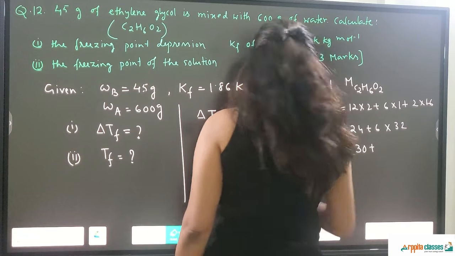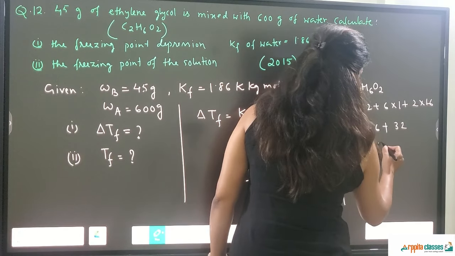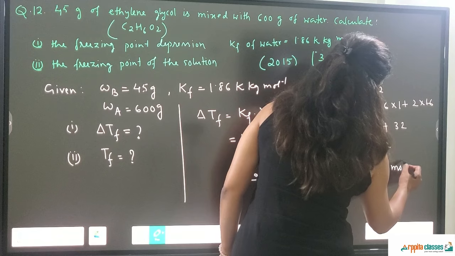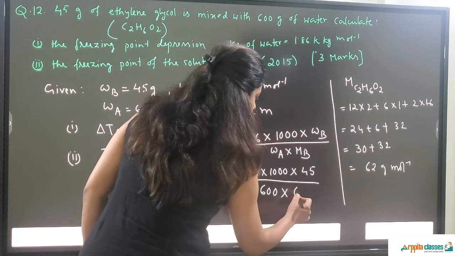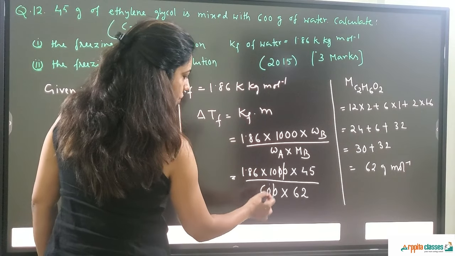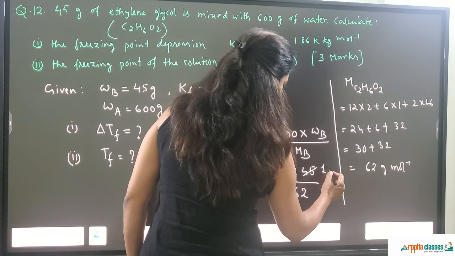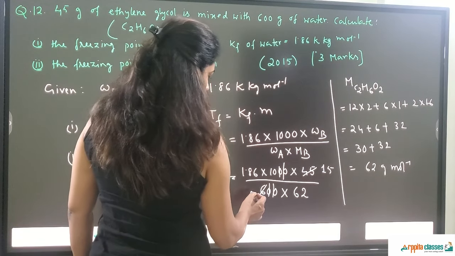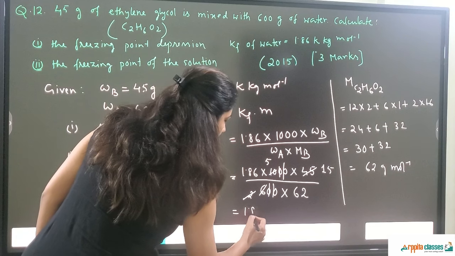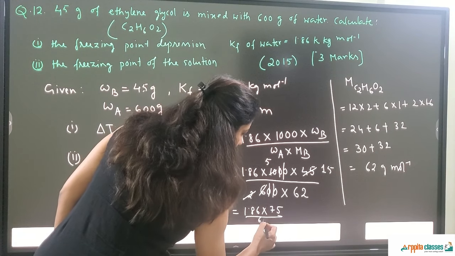So that is 62 gram per mole. Okay, so here we have the Mb, that is 62 gram per mole. If you calculate this, you can cancel the zeros. You can cancel this by 3, and then this and this. This will be 5. So we have 1.86 into 5 into 15, that's 75, divided by 62.